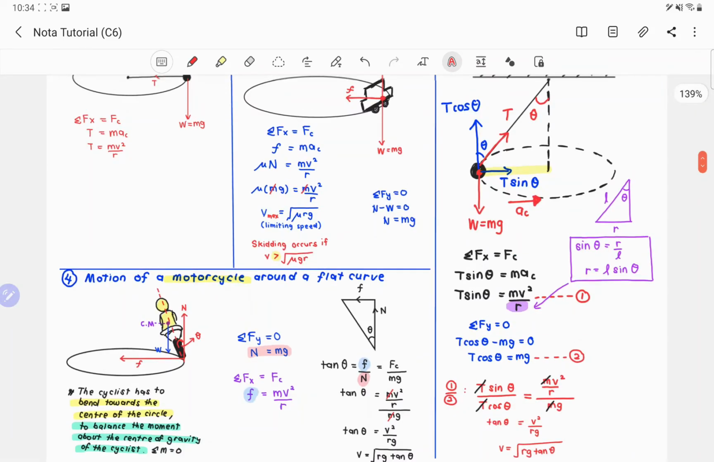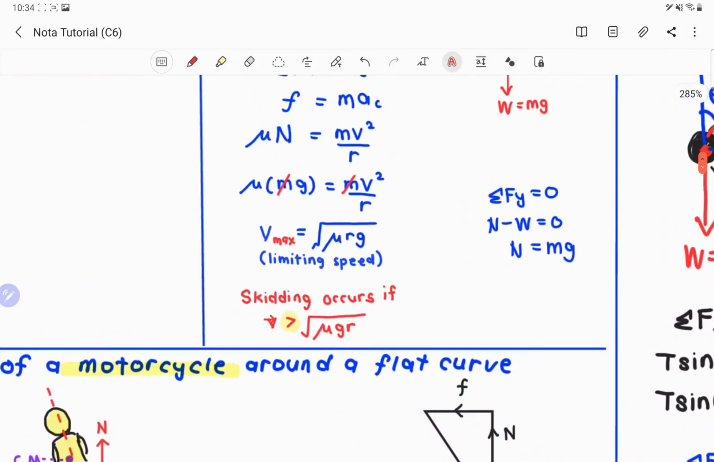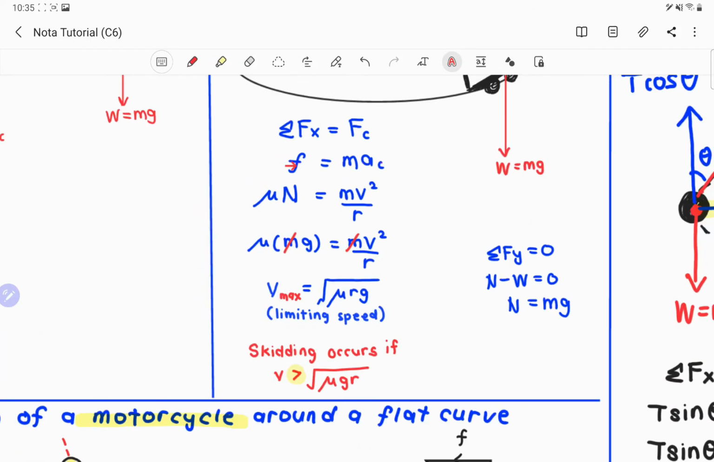Okay, for the car just now, V dia formula adalah square root of mu gr. You don't have to memorize, kita akan simplify daripada kita punya persamaan. Okay, then we get this one, in which mu adalah coefficient of friction. The value is usually less than 1.